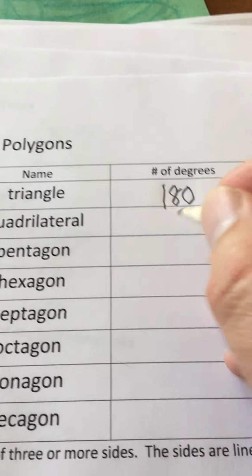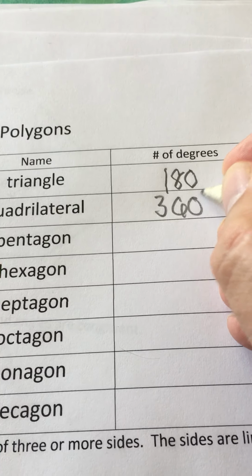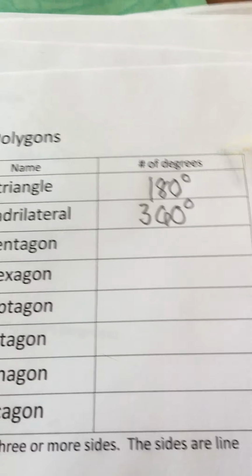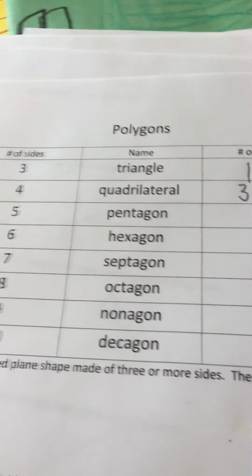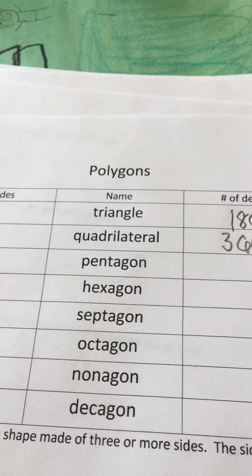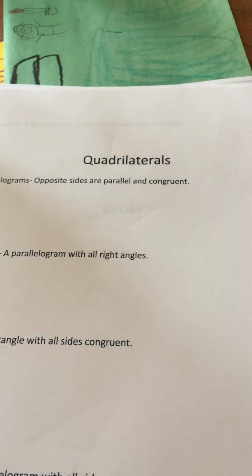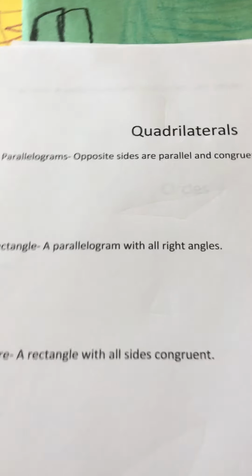But we're talking about quadrilaterals, all right? A quadrilateral has 360. I didn't put these symbols here. That little 0 means degrees. 360 degrees. If you measured all the angles in a quadrilateral, it always equals 360. Okay?